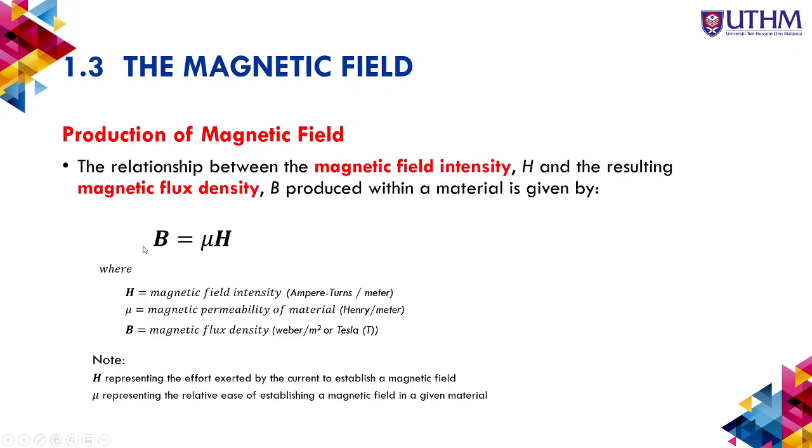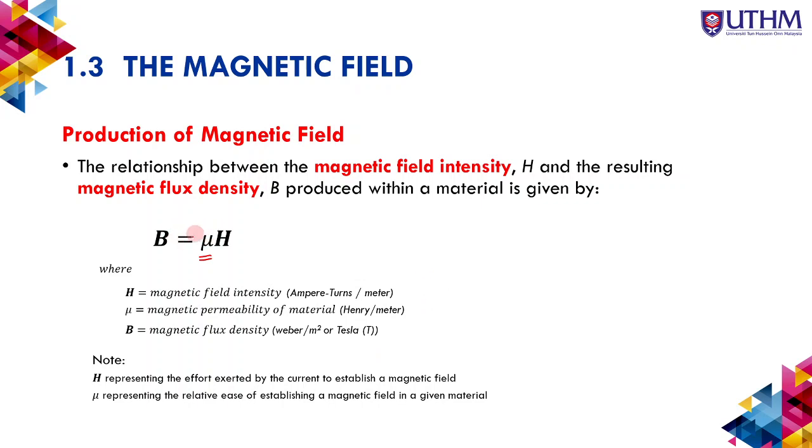So the equation becomes like this. B is equal to the material parameter times the effort, the magnetic field intensity. This is the relationship between magnetic field H and the resulting magnetic flux density. B is called the magnetic flux density, H is the magnetic field intensity, and this is called mu. Mu is the magnetic permeability of the material. The unit is Henry per meter, the magnetic field intensity is ampere turn per meter, and B, the magnetic flux density, is Weber per meter square or Tesla.